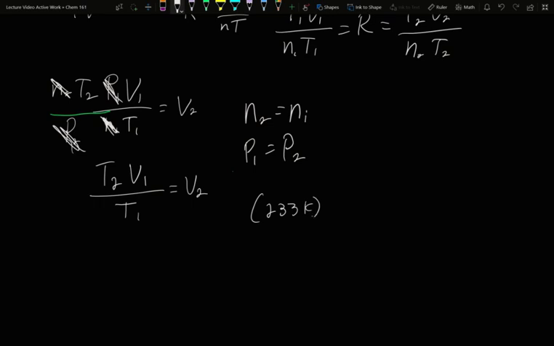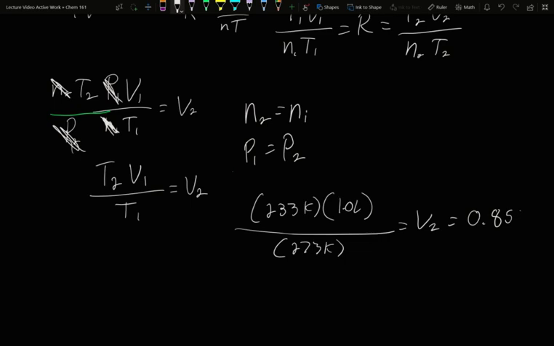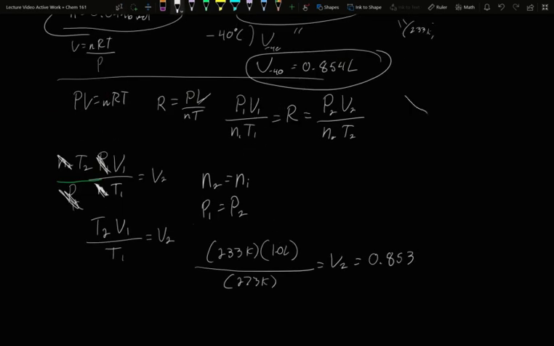If we actually go and calculate that for one of them, 233 Kelvin, we'll do the cold, minus 40. The original volume of 1.0 liter. The original temp of 273 Kelvin. All that has to equal volume 2. And we'll find that it is 0.853 versus 0.854. So a little bit of rounding error difference between the two, but effectively the same answer. Because the moles and the pressure didn't change, they don't actually affect the calculation.